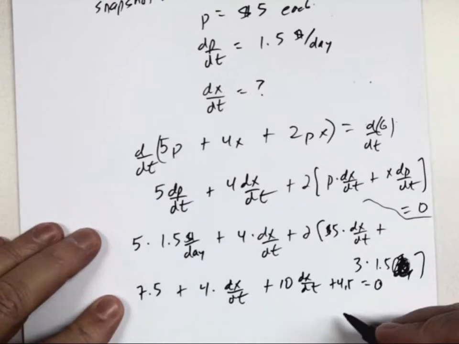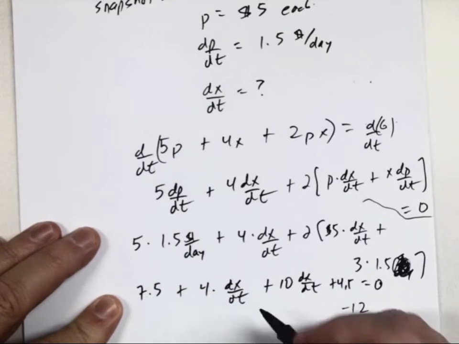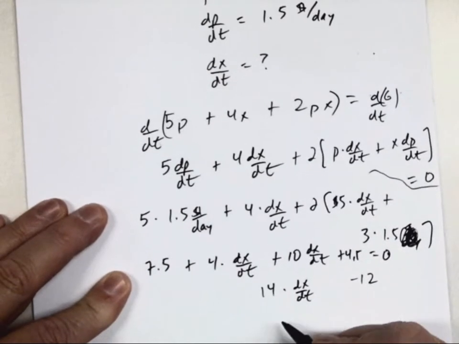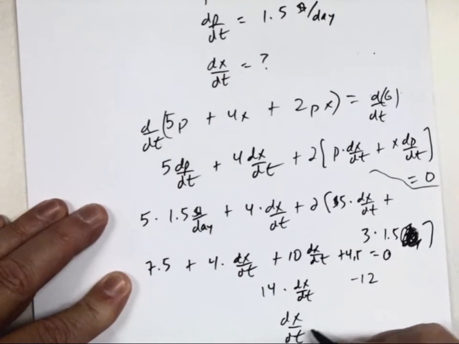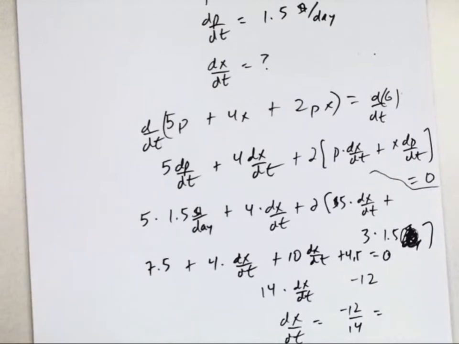Move to the other side. 4 dx/dt plus 10 is 14 times dx/dt. So if I'm solving for dx/dt, minus 12 over 14, which is actually 6/7, but I think they probably want just a nice number, which is not too nice. 0.86.